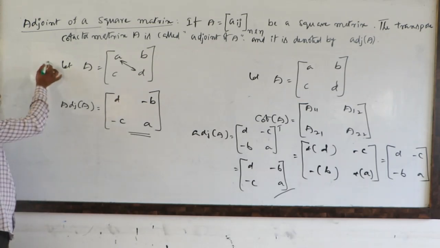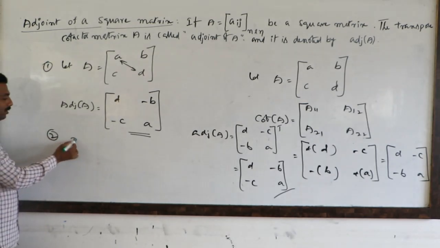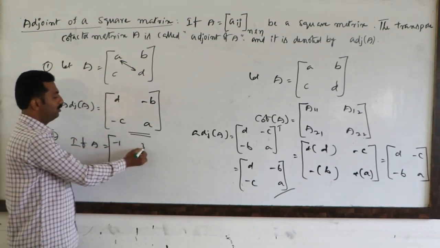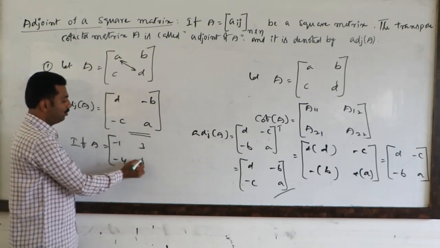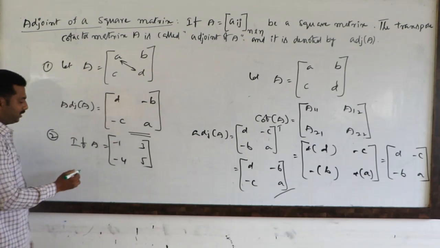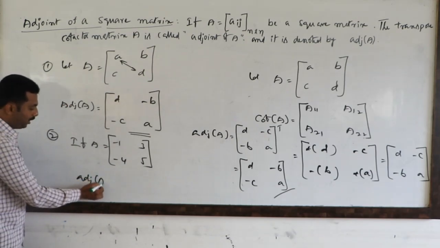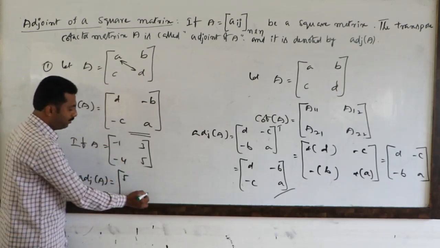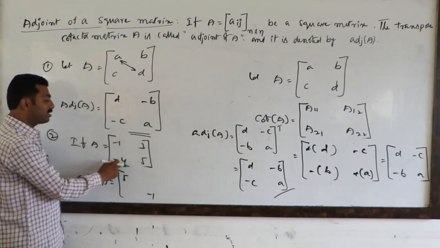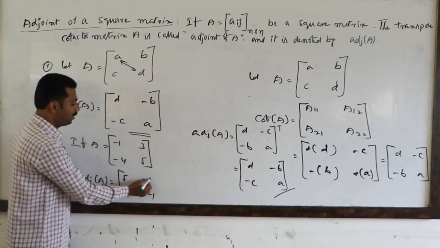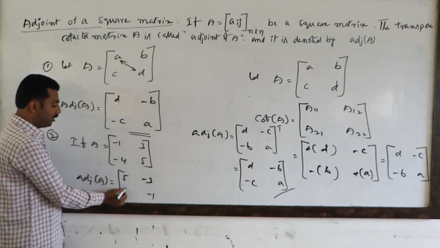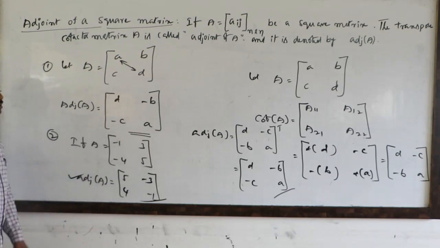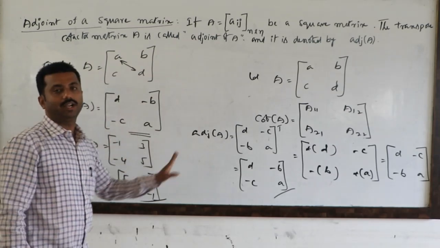Say, one more question I will write. If A equals minus 1, 3, minus 4, 5, what is the adjoint of A directly? So adjoint of A equals, you see here, interchange the principal diagonal elements. This is 5, minus 1. Change the signs of off-diagonal elements. This is plus 3 is there, minus 3. Minus 4 is there, this is plus 4 we have to write. So like this we can write the direct answer whenever they give a 2 by 2 square matrix.